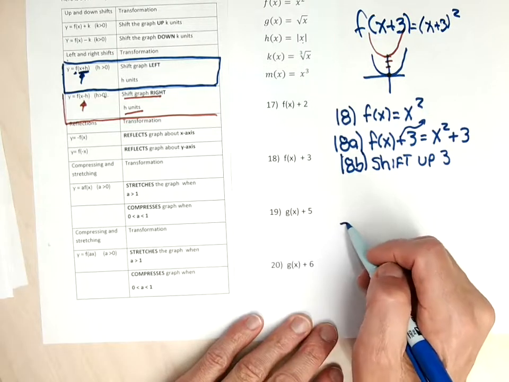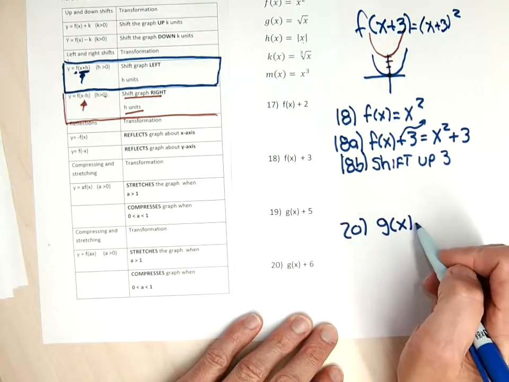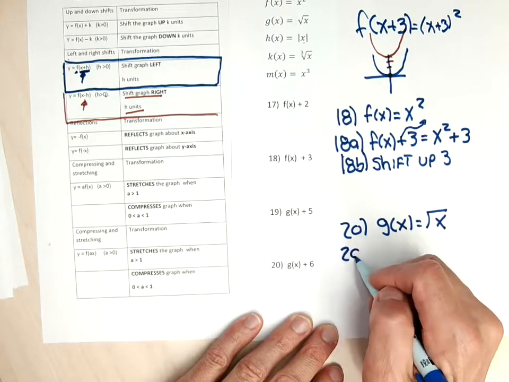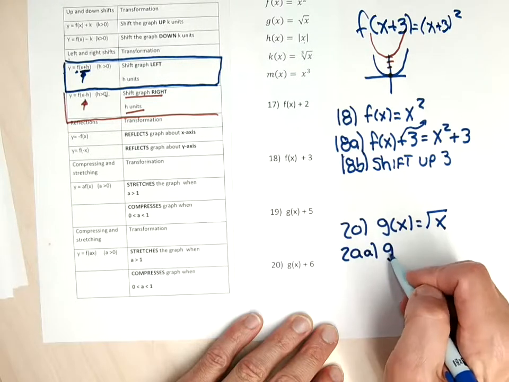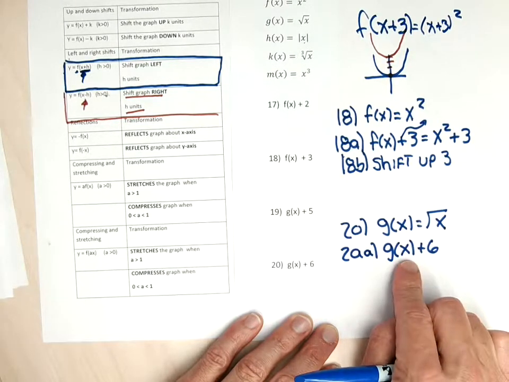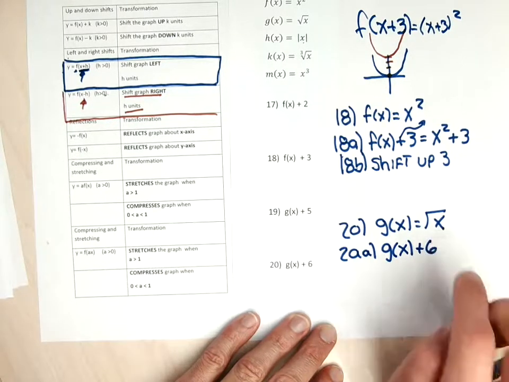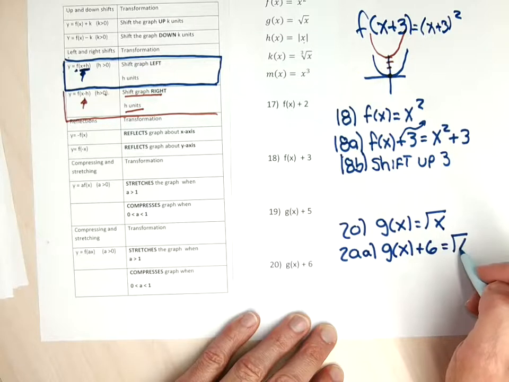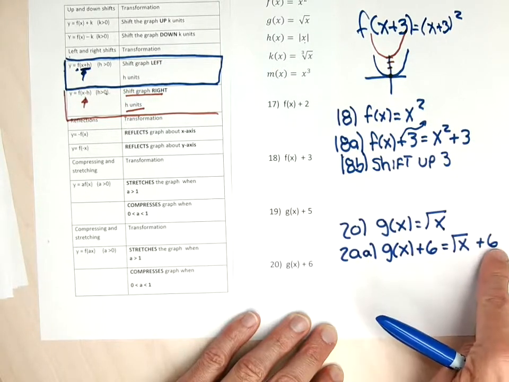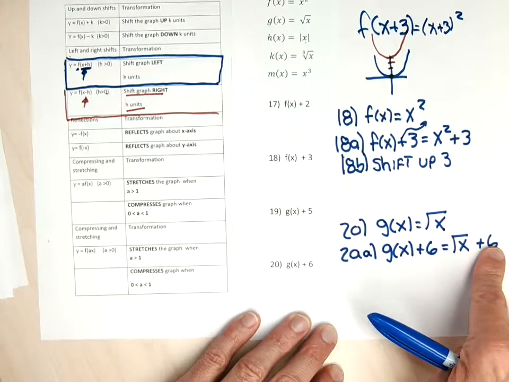For 20, it's calling out the g of x function, which is the square root function. For part A, it's asking me to find g of x plus 6. Because that plus 6 isn't in parentheses, the plus 6 doesn't go under the square root, it goes after the function. So we're going to get the original function back, and the plus 6 is going to go after the original function. The answer to part A is just the original function plus 6.